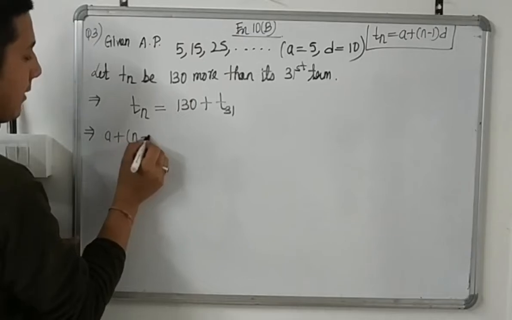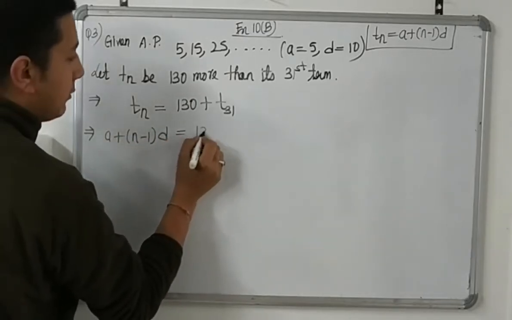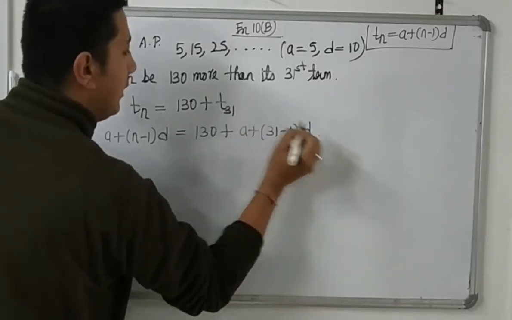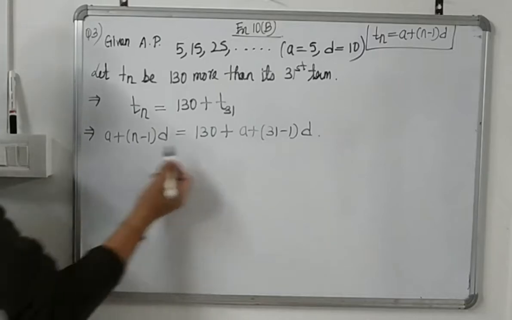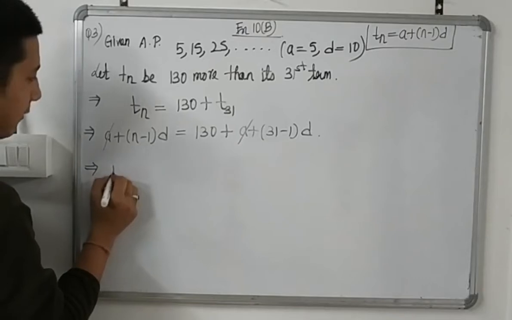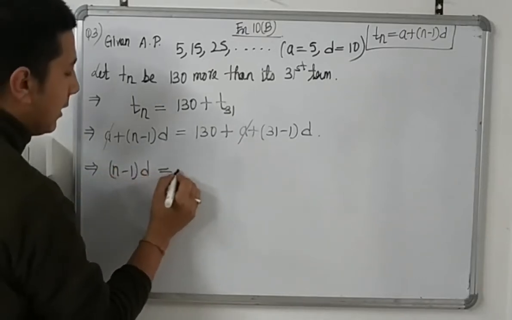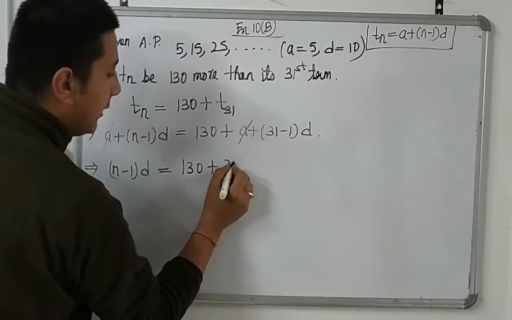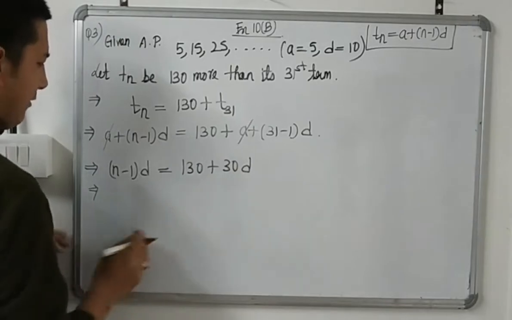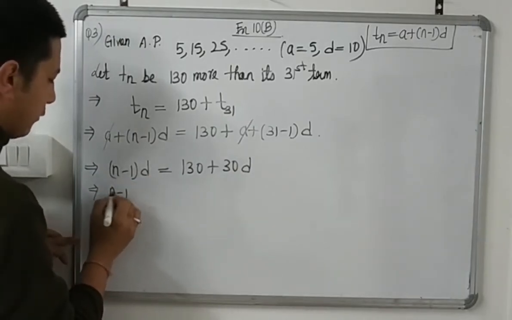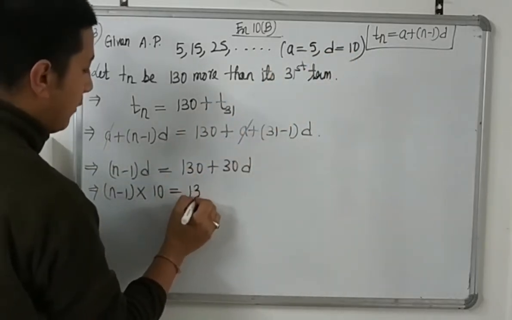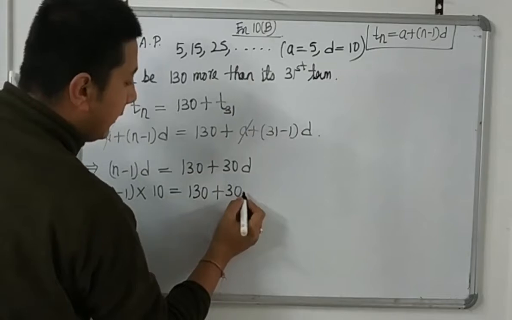A plus n minus 1 into D is equal to 130 plus A plus 31 minus 1 into D. Now we know what to do. On both the sides, A and A get cancelled out. So I get n minus 1 into D is equal to 130 plus 30D. Let us simplify. What is the value for D? D is 10, so n minus 1 into 10 is equal to 130 plus 30 into 10.